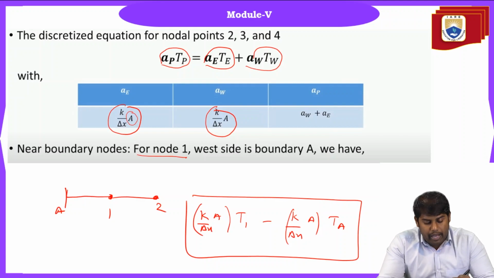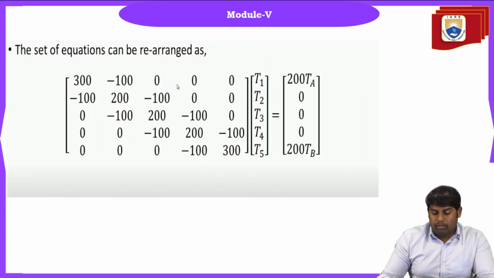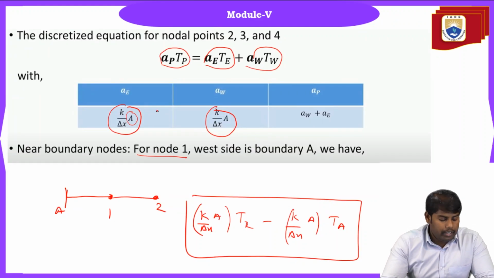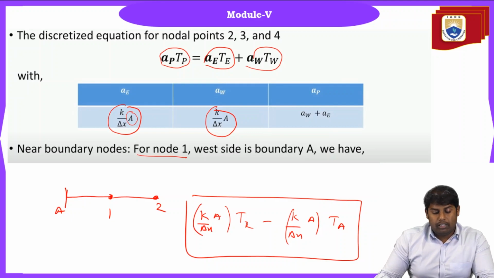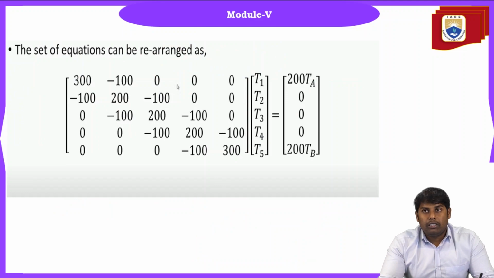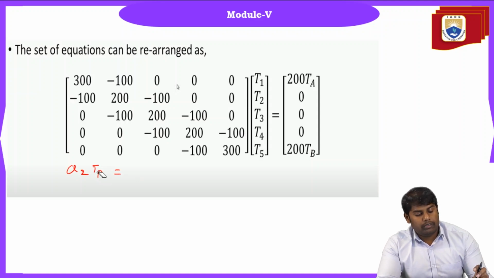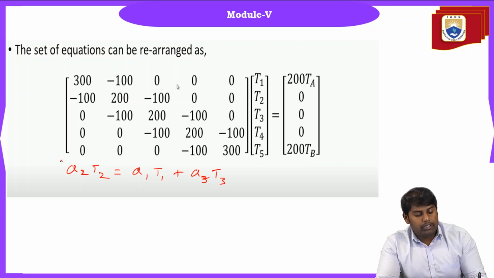Since this is the west node, and this is nothing but, let's say, the east node, you can take it as 2. So when we write down and rearrange, let us write down the equation in detail. Let's say A2 T2 is equal to A1 T1 plus A3 T3. So this is the equation.